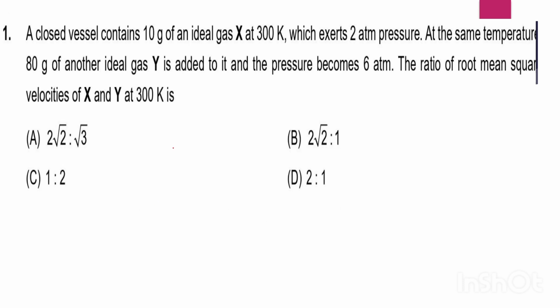So here's the first question. A closed vessel contains 10 grams of an ideal gas X at 300 Kelvin, which exerts 2 atmospheric pressure. At the same temperature, 80 grams of another ideal gas Y is added to it and the pressure becomes 6 atmosphere. The ratio of root mean square velocity of X and Y is to be found out from the options. Temperature is 300 Kelvin.